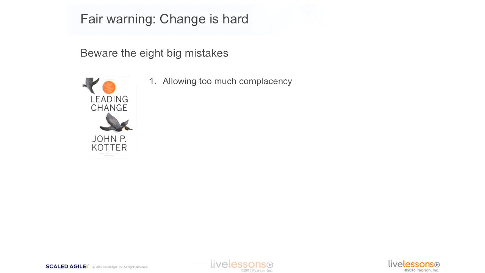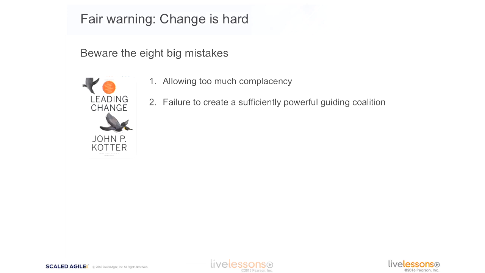Others are going to have to take a strong leadership. Others are working in, frankly, the most profitable and most successful companies in the world. And we're going to have to take a statement that says, we are very successful and profitable, but that will not continue to be the case unless we make the changes we need to become a more lean and more agile enterprise. Failure to create a sufficiently powerful guiding coalition, okay?